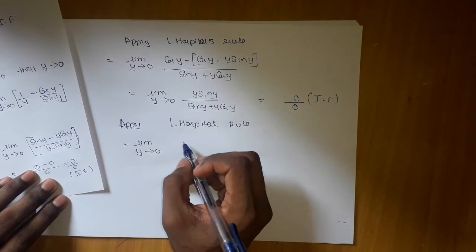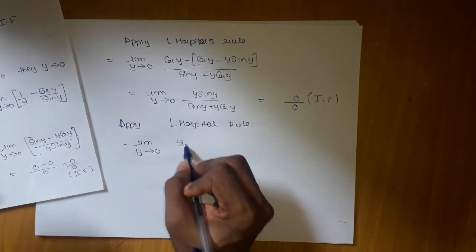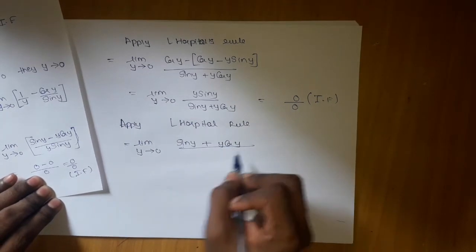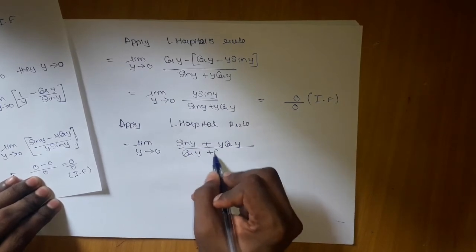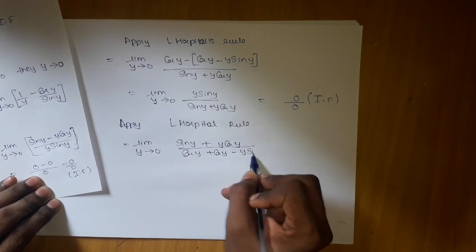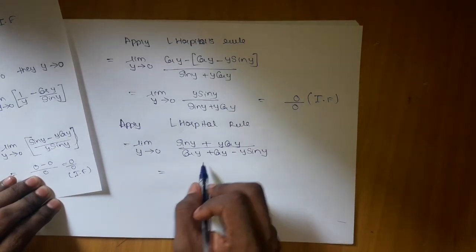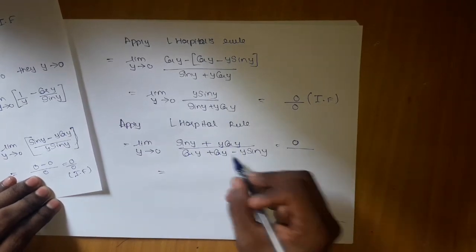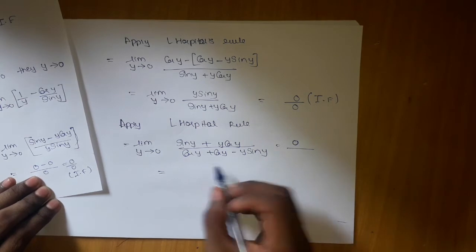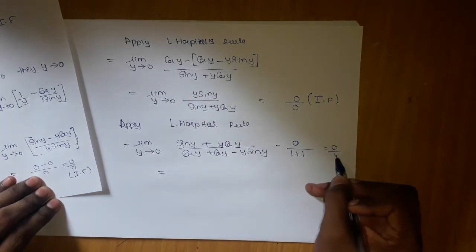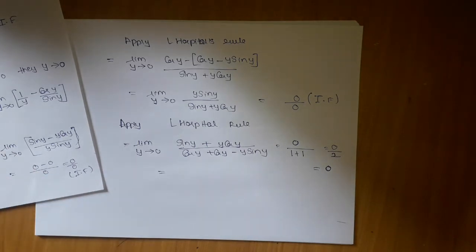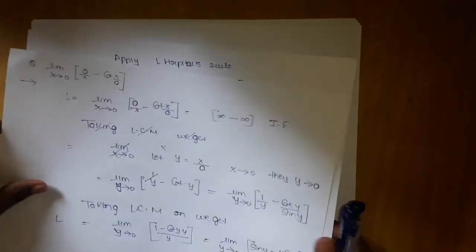What do we get now? By the product rule, the numerator will become sin y plus y cos y, and the denominator will become cos y plus cos y minus y sin y. If I substitute the value, the numerator is 0, and the denominator is 1 plus 1, so we get 0 by 2, which is not an indeterminate form, which is 0. So we are getting a finite number, so we will stop here and say that this is our answer. We are done with this problem. Now let's move on to the next problem.